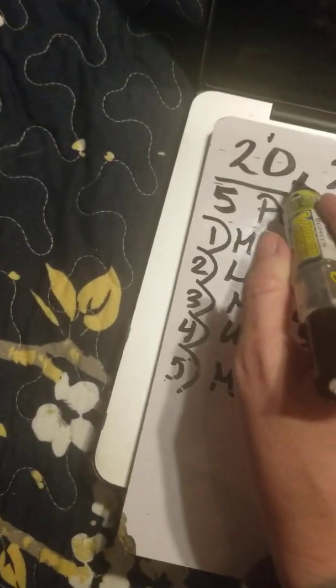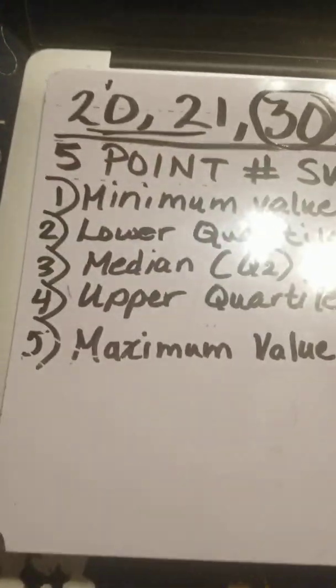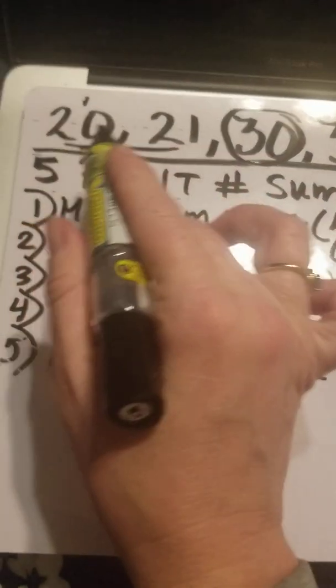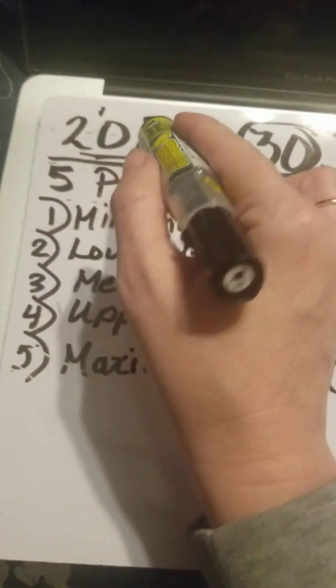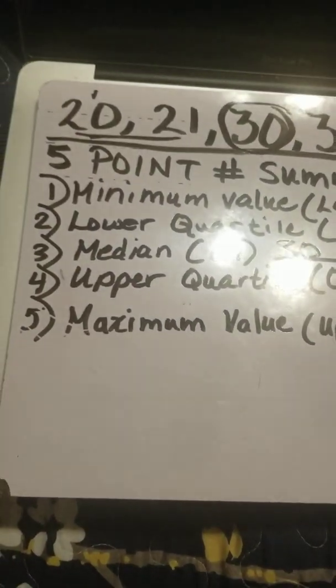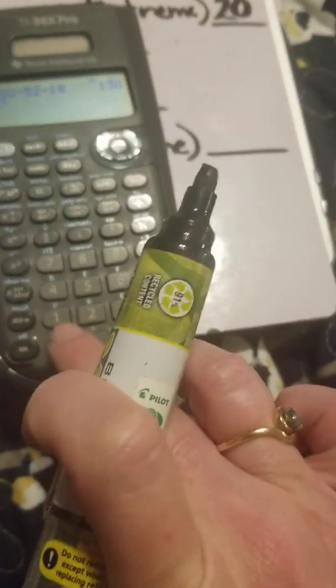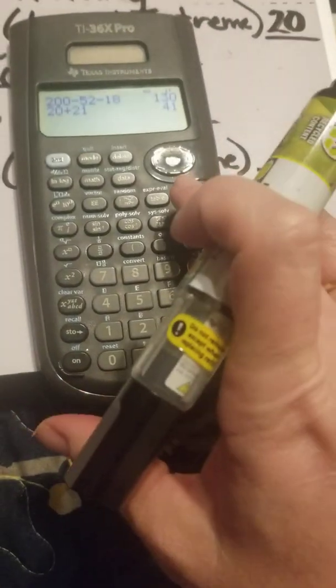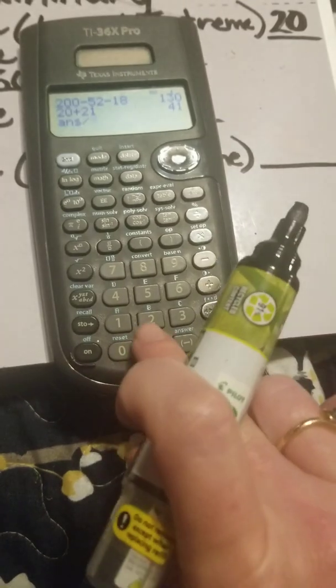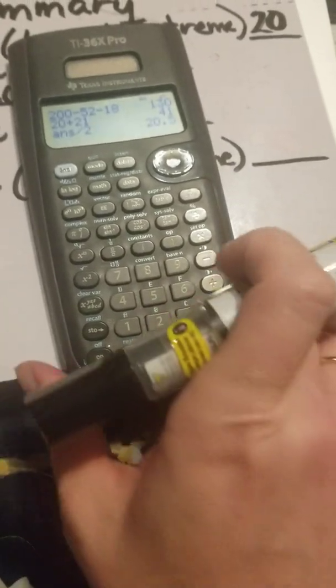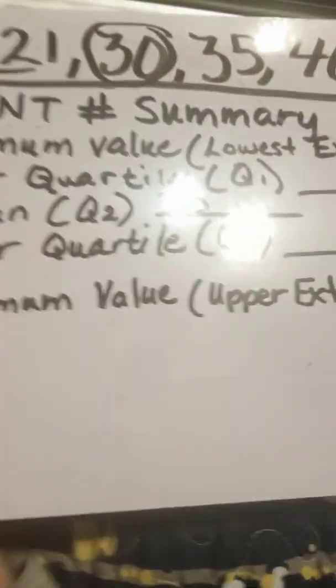Q1 is going to be the median of the lower values. So I have two numbers there. To find the median of those two numbers, you get your trusty old calculator and add 20 plus 21, enter, and then divide by 2, because we're finding the average of those two. And 20.5 is the median of 20 and 21, which makes sense.